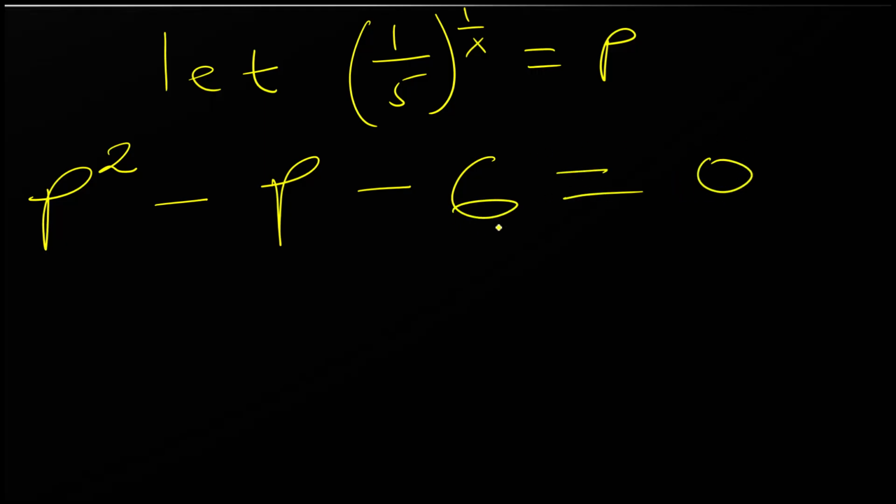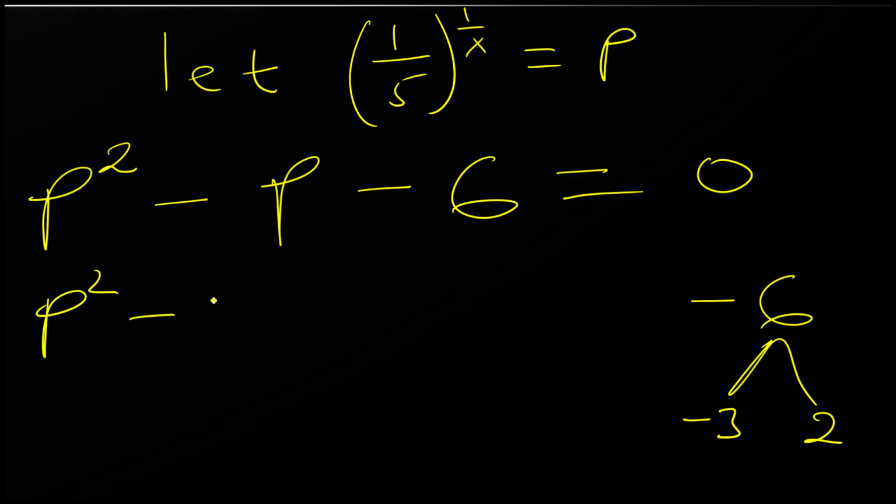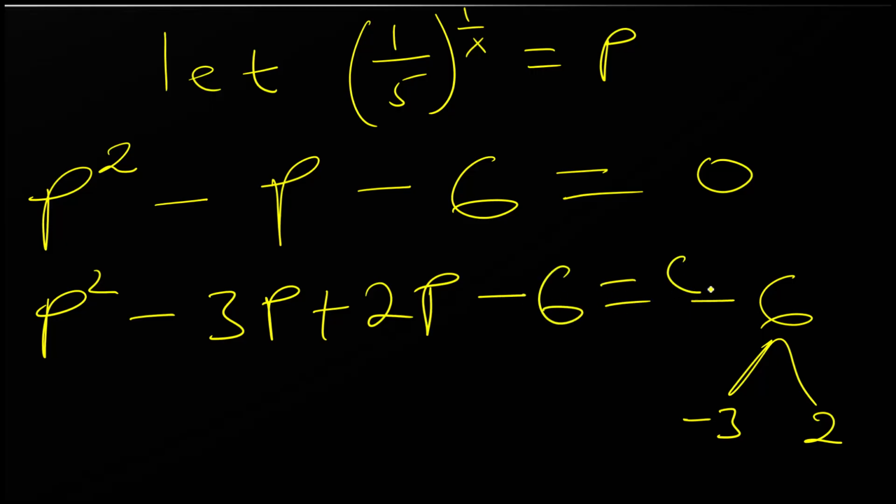So this one becomes a quadratic equation. From here, 1 times minus 6 is minus 6, and this side is negative 1. Let's find the factors: minus 3 and 2. So we have p squared minus 3p plus 2p minus 6 equal to 0.